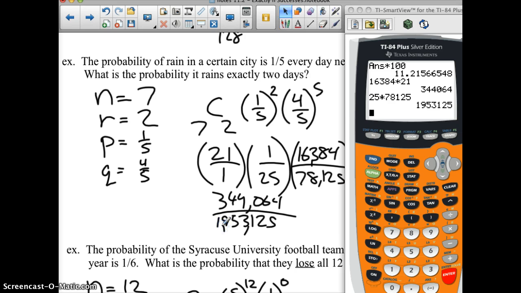Okay, there you go. There is the probability of a binomial occurrence happening exactly a certain number of times.